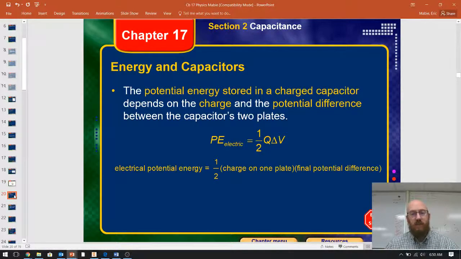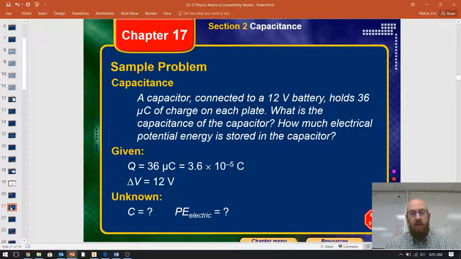All right. Potential energy stored in a capacitor depends on the charge and the potential difference. So again, electric potential energy is half of the charge on one plate, obviously because we have one, times the final potential difference. There's another way to do this, and we'll get into that in class, because if you have the charge on one plate and you have the charge on the other, you don't multiply by a half. So that's your equation for right now. There's some form of it. Again, it's another equation to calculate potential energy. This is for a capacitor with two parallel plates. So the sample problem we're going to actually do in class, so you don't have to worry about that.